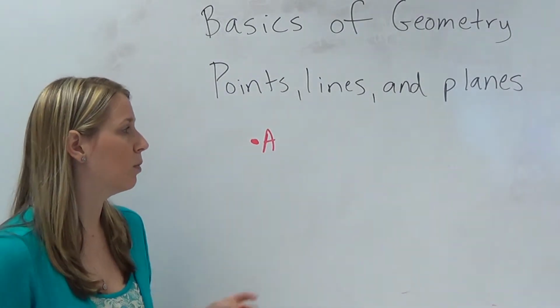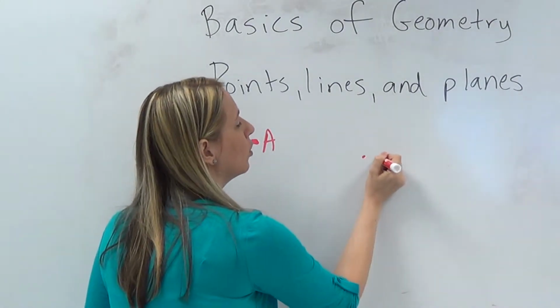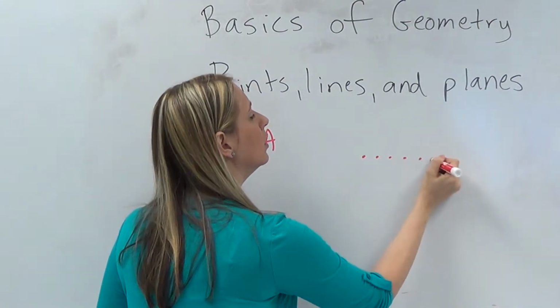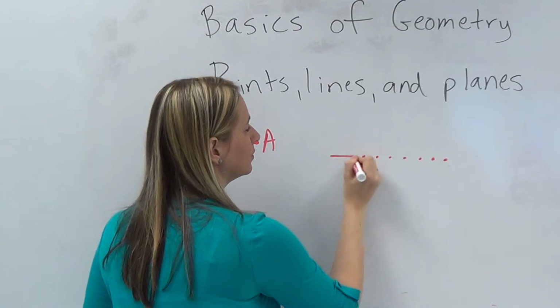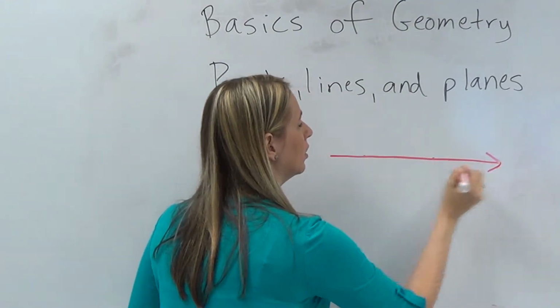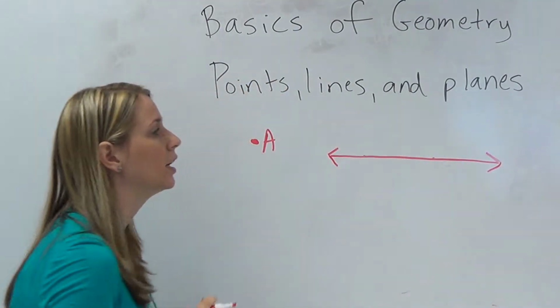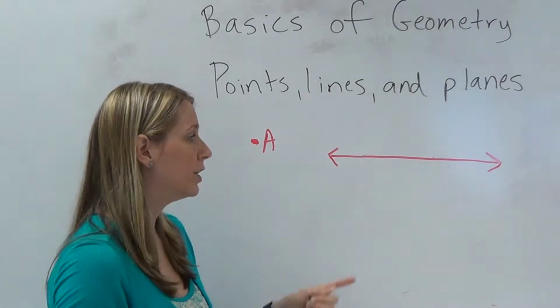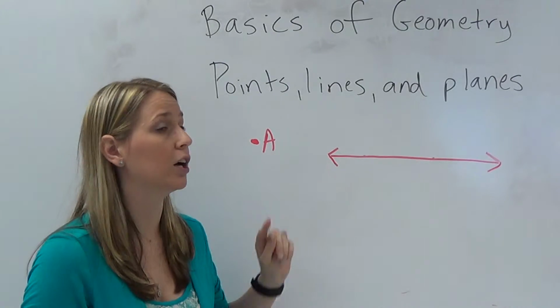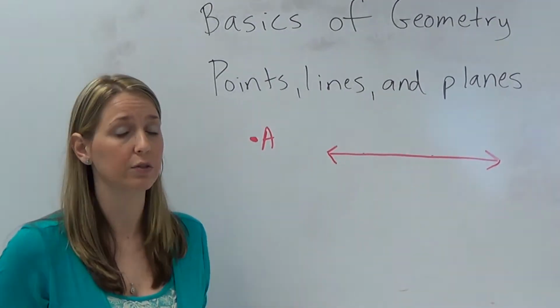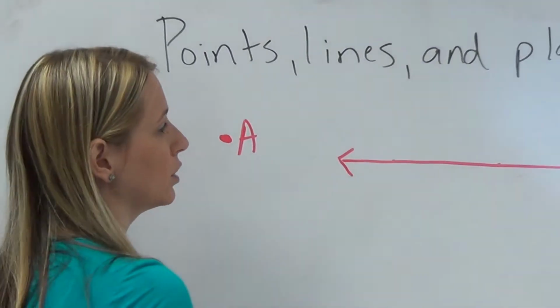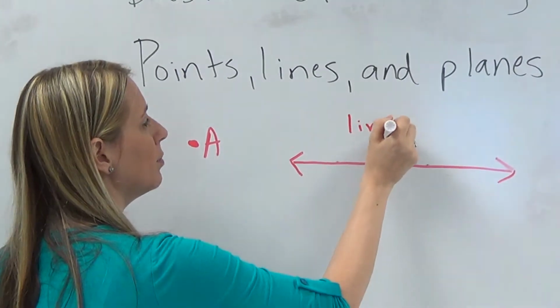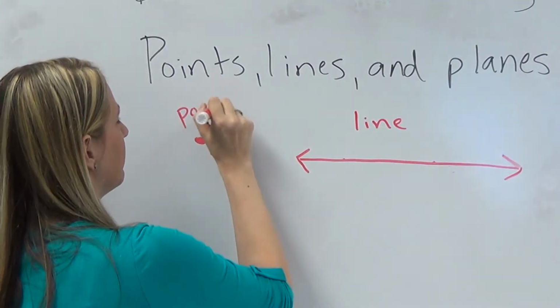Lines are made up of points. So if you have a whole lot of points, together they make up a line. Okay? And a line extends in both directions. It has no width, no thickness. But as you can see, I put arrows to show that it continues in both directions.